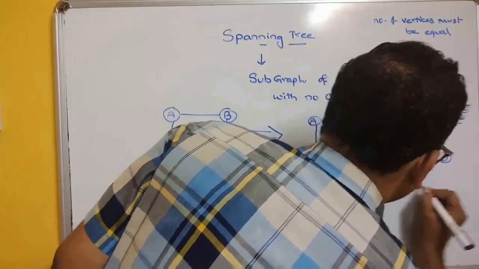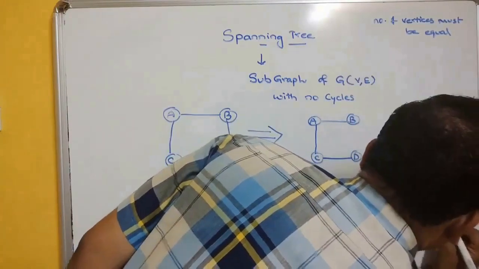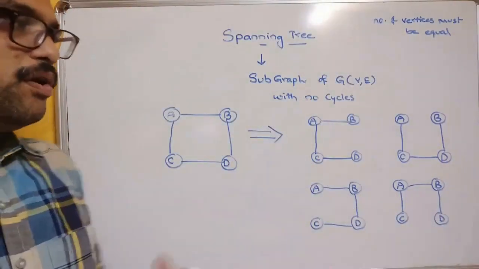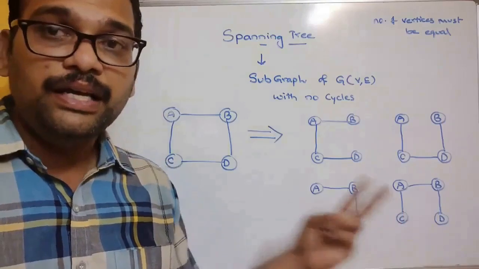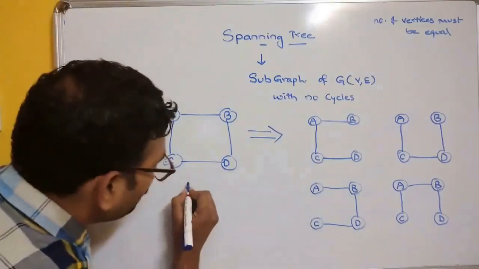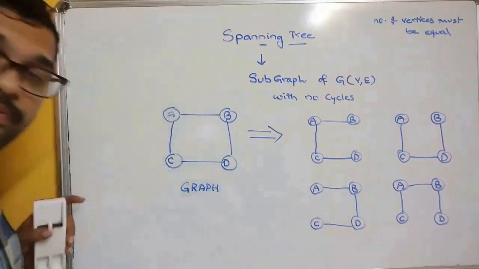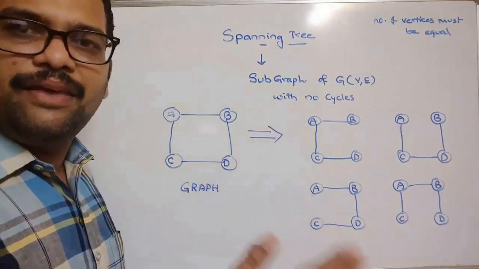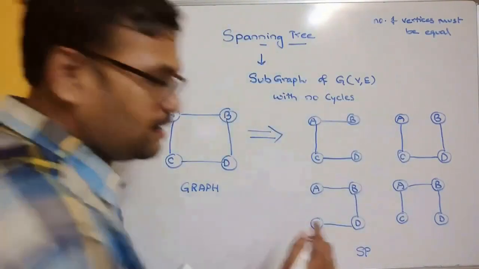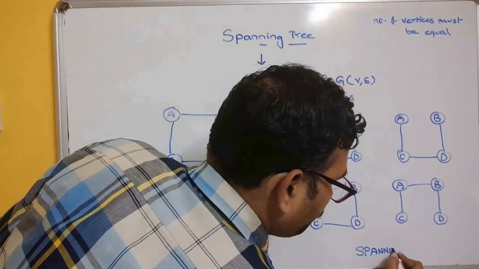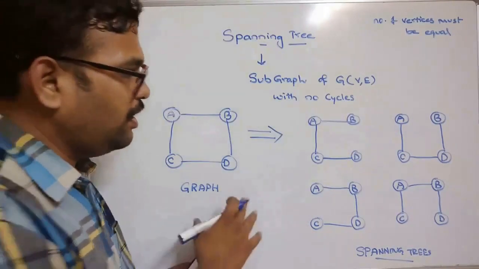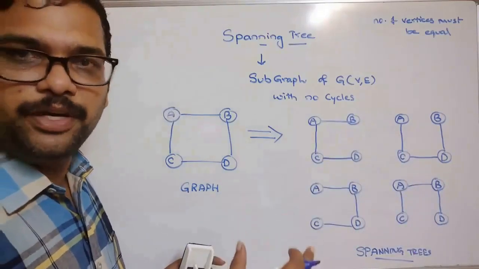And there is one more possibility here. So this is one more possibility. Here also all the 4 vertices have been connected with 3 edges, because we are having 4 vertices, so the number of edges must be 4 minus 1. So this is a cyclic graph, and this is an acyclic graph. An acyclic graph is nothing but our trees, right? So all these are the spanning trees. Okay, so one graph can have multiple spanning trees. So here we can have the 4 possibilities, right?